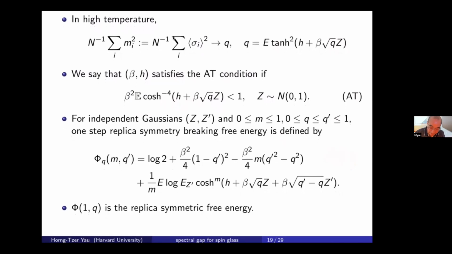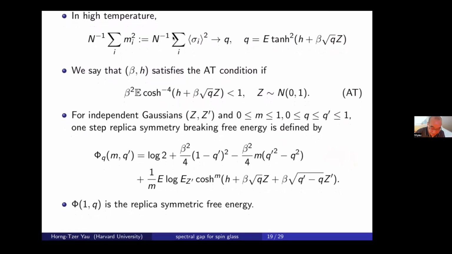To explain the AT1 condition, in the spin glass there's a quantity called the one step replica symmetry breaking free energy. This assumes that the overlap of the Gibbs state structure has a tree structure, but with just one level. If you think about the Ruelle and Derrida picture, it's just one step. This can be computed explicitly and is given by this formula.